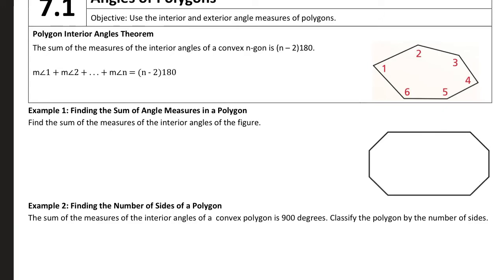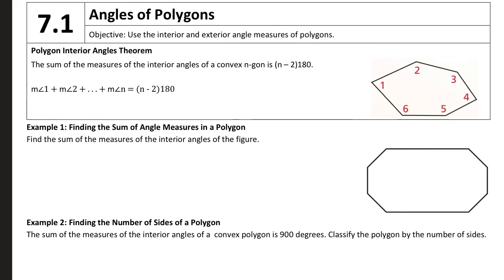All right, so we have made it to Unit 7, Lesson 1, and we are going to talk about angles of polygons. So we are shifting a little bit from triangles to extending to properties of shapes that have more than 3 sides, right? So this whole concept of angles of polygons stems from triangles.